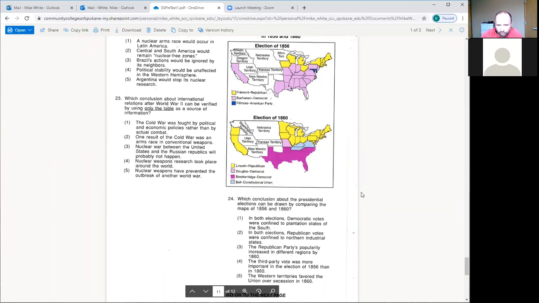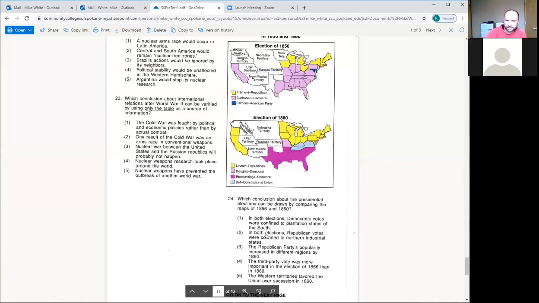Okay? So 24 asks, which conclusion about the presidential elections can be drawn by comparing the maps of 1856 and 1860? So looking at the two different years, what conclusion can we make? One, in both elections, Democratic votes were confined to plantation states in the South. Were there other states that voted Democrat in both? Yeah, so one isn't right because I can see in 1856, California voted Democrat, and that's not a southern plantation state. So one, out.